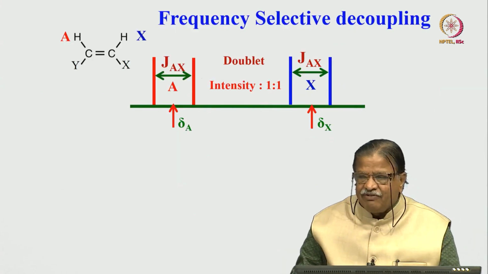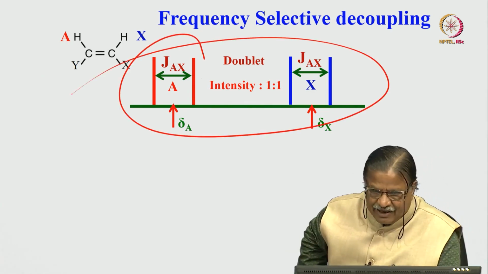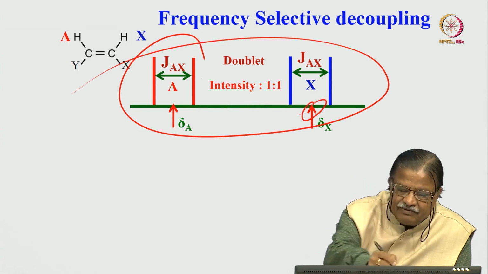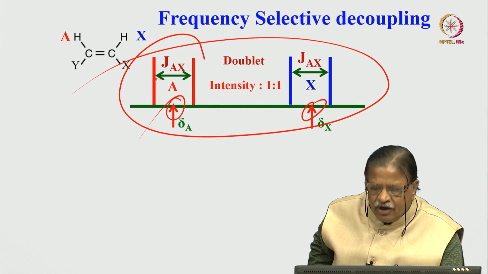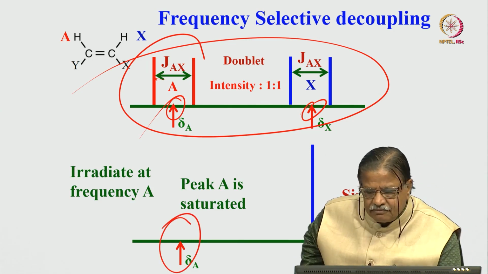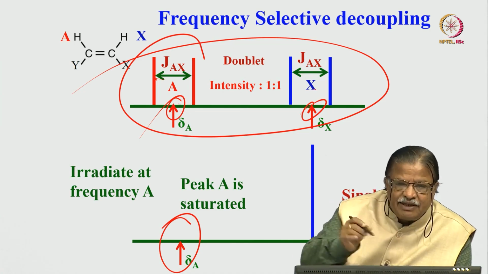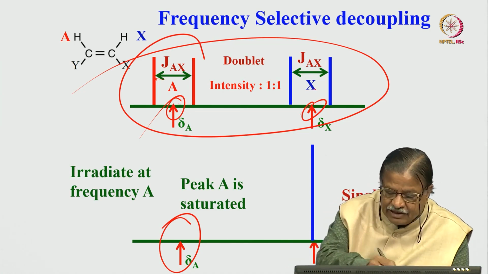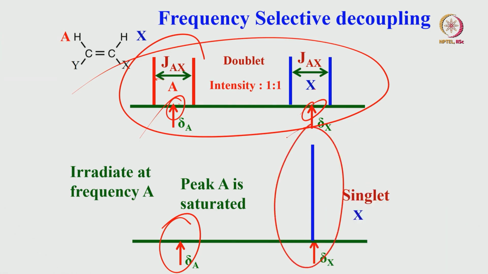What happens if you do the frequency selective decoupling? Look at it, I have a two coupled spin system, AX. This center gives you a chemical shift, this center gives you a chemical shift, and this separation gives you the J coupling. Alright. What we are going to do? We selectively saturate this peak. You get a singlet because I am breaking the coupling between this and this. I know then this is coupled to this. I get coupling information, but I simplify the spectrum. The doublet becomes a singlet. This is frequency selective decoupling.